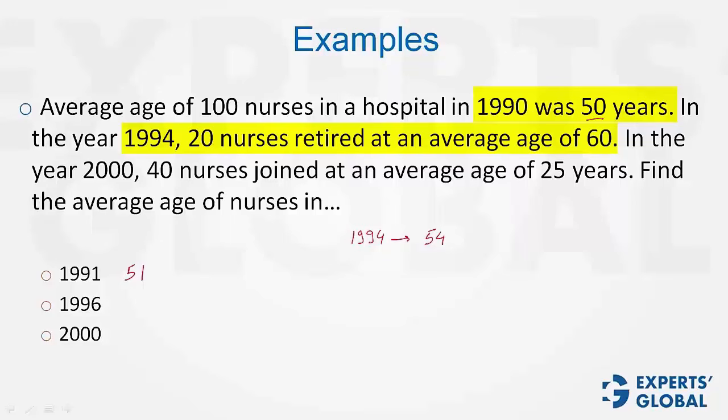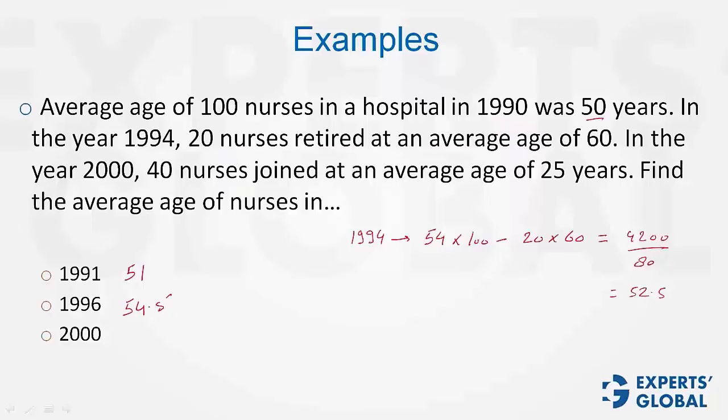You see, in 1990, it was 50. So in 1994, average age of all 100 nurses would be 54. The sum of their ages would be 54 times 100. Then 20 nurses retired at 60. So the sum of the ages of the active 80 nurses would be 5,400 minus 1,200. That is 4,200. Dividing this by 80 would make it 52.5. So 52.5 is the average age in 1994. In 1996, the average age of these 80 nurses would be 54.5.